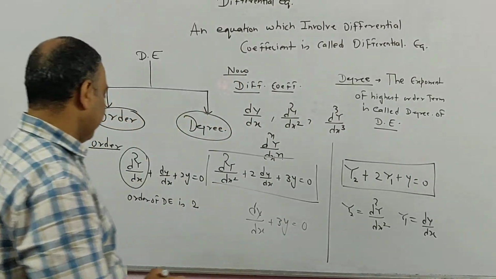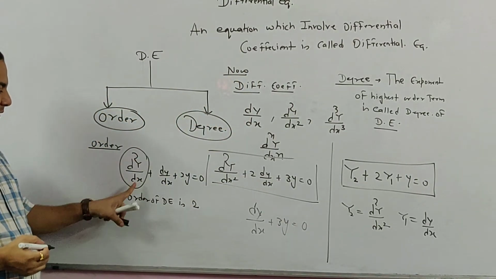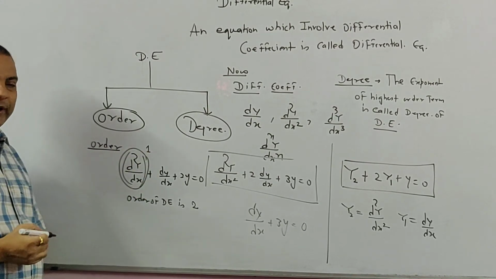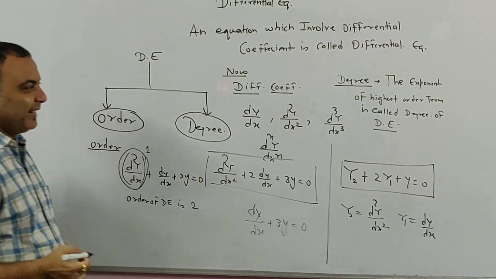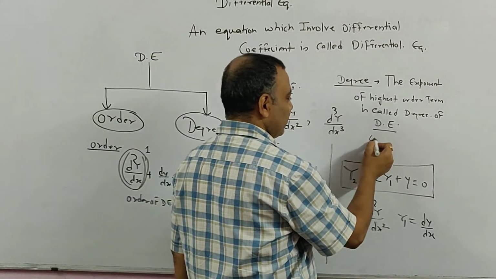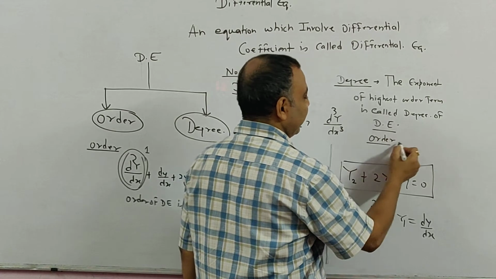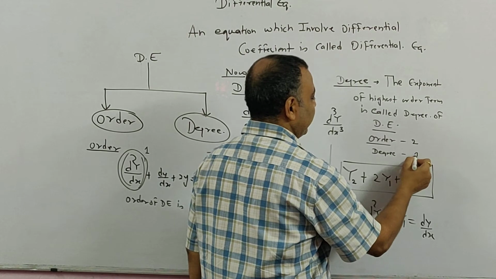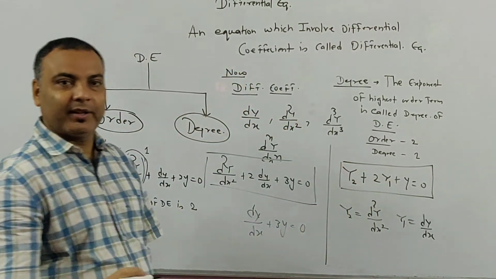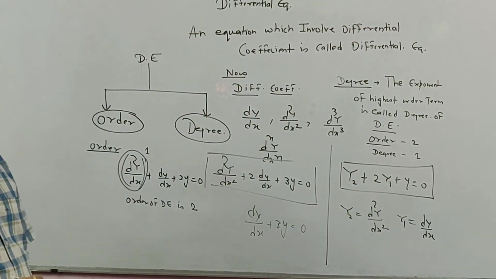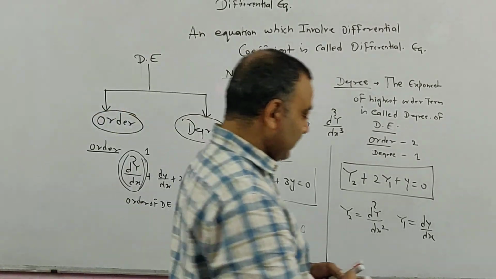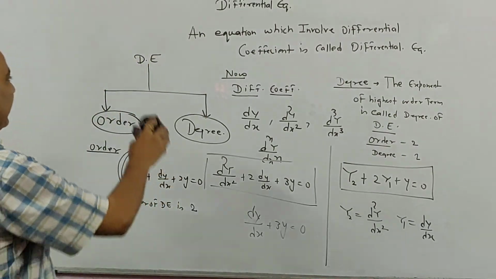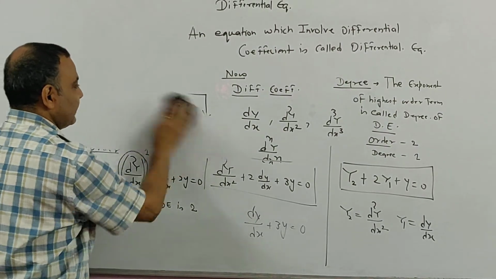For example, suppose I'm taking the same example, d square y by dx square. Its exponent is 1. So that's why the degree of this equation is 1. So the order is 2 and the degree is 1 of the given differential equation. Correct? Let's go for some more examples. First we'll write the differential equation and then we'll find its order and degree.